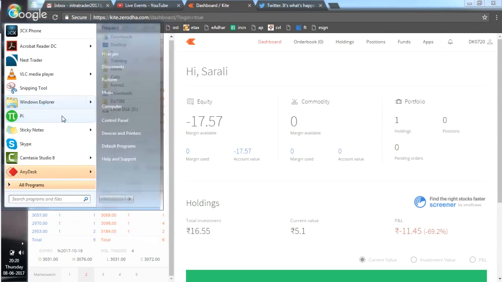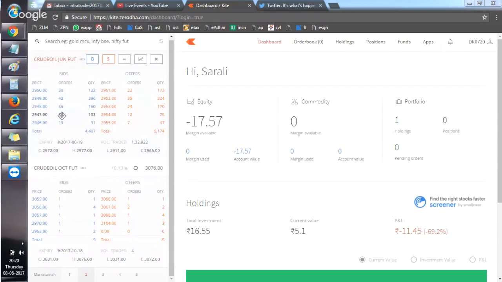Now I'm going to log into Pi and show you the information that you would be getting by logging into Pi and checking the Snapquote there. Just give me a while. I'm just logging into the Pi software and I'll let you know how it works.